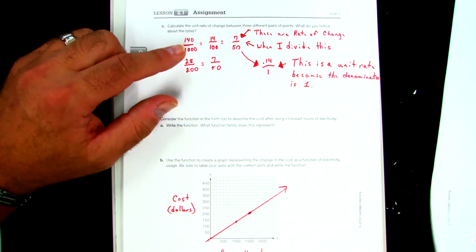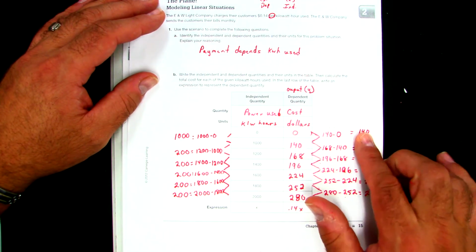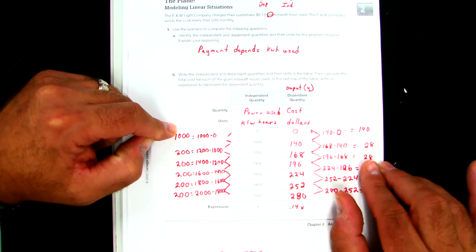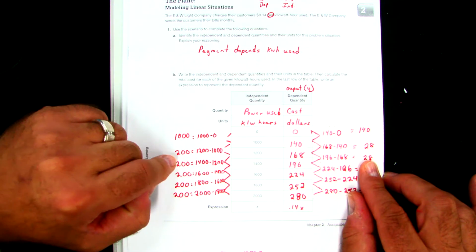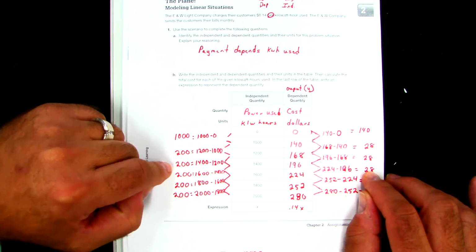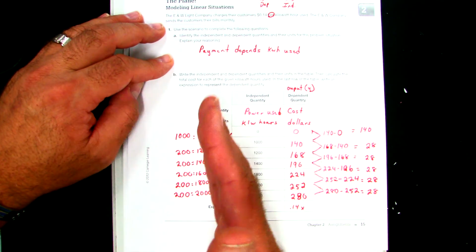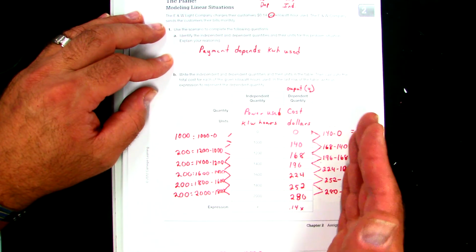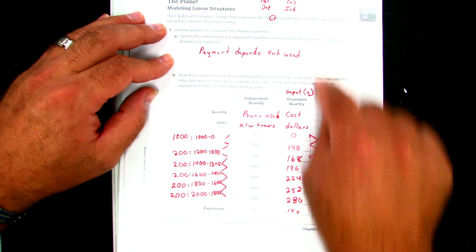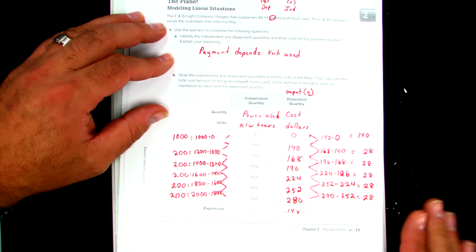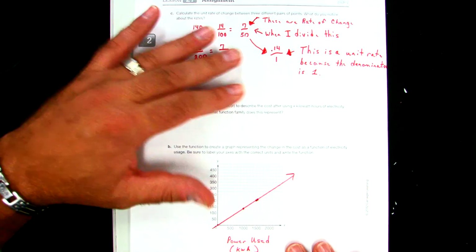Some of you might be asking how we got those numbers. Those were our first differences: the 140 over 1,000 and the 28 over 200. So that's how we got those fractions. It's our y's over the x's, just like when you have a graph, you have the y's over the x's. Okay? All right, so that's what you should have done.